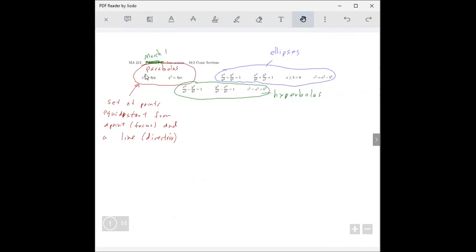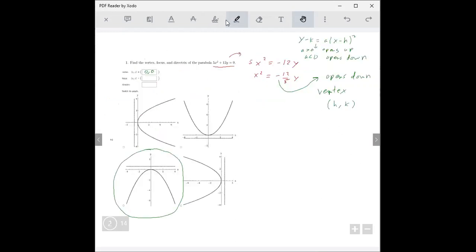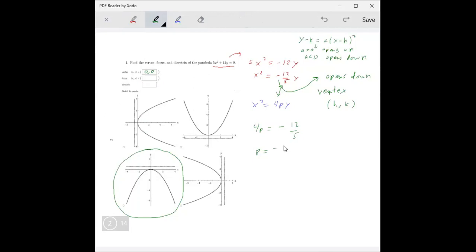So first of all, you need to find the p. So we're in this form right here. From the first page, x squared equals 4py. That was one of the formulas on the first page. And so what you do is you equate this and that. So 4p equals negative 12 over 5. Divide both sides by 4, and you get negative 3 over 5. So p is negative 3 over 5.